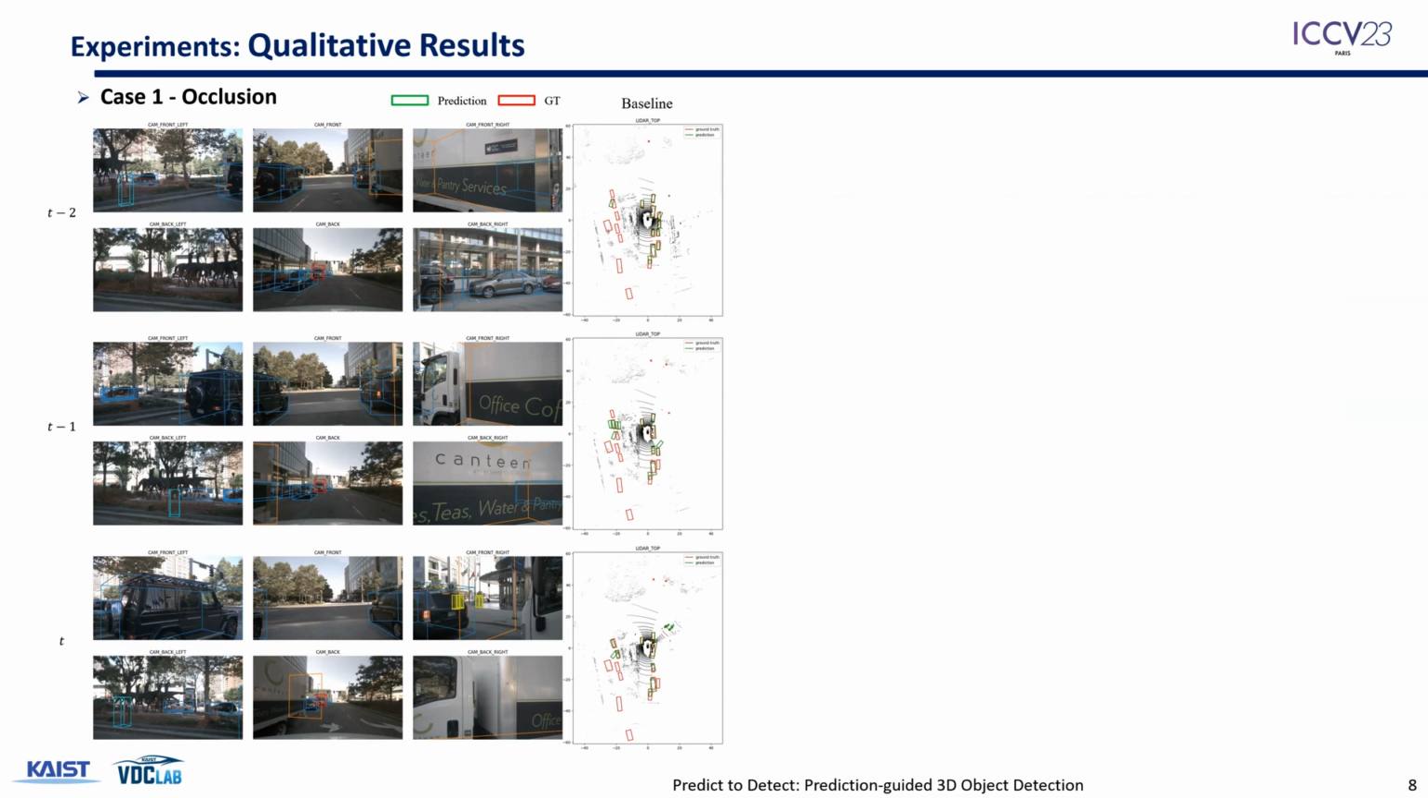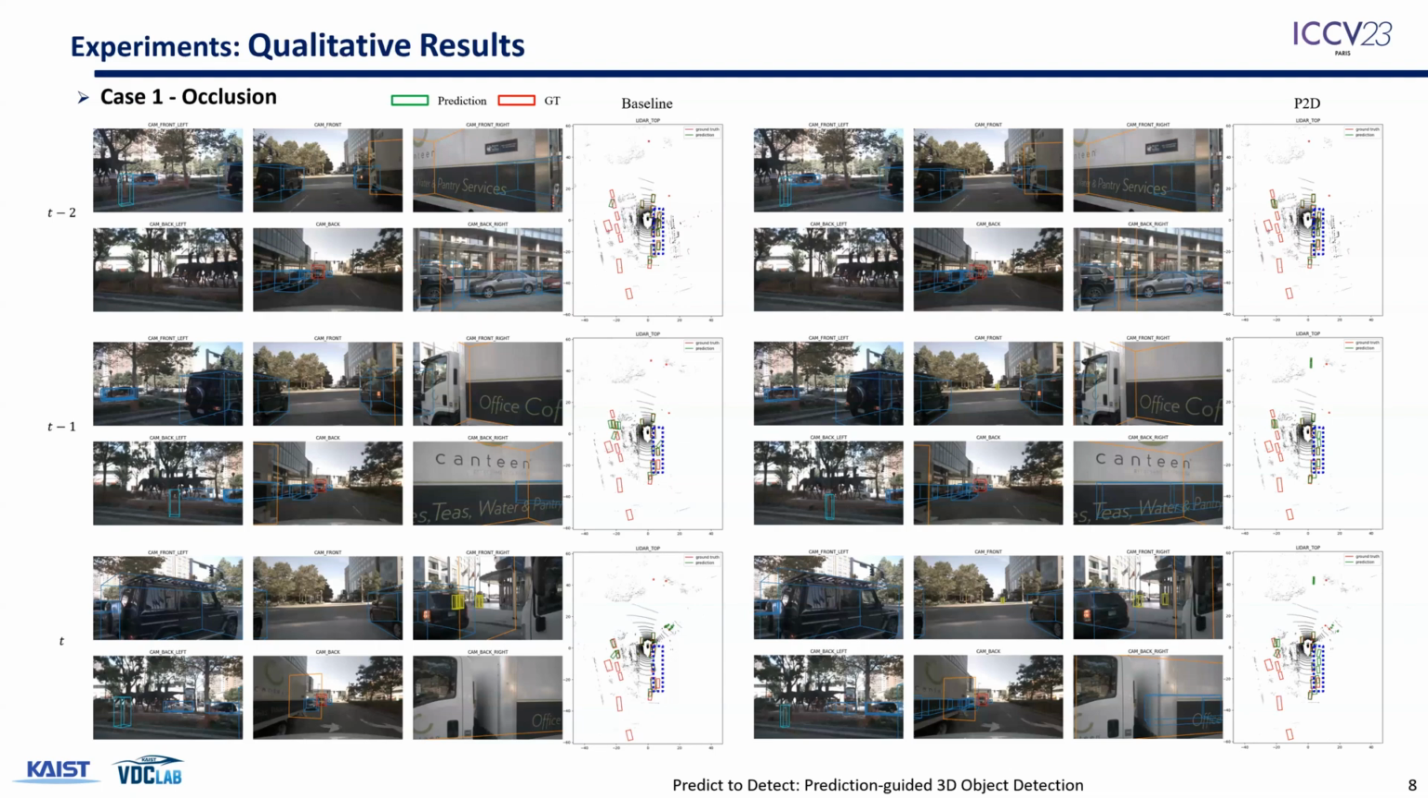In this scenario, vehicles on the right side are visible in the first frame at t-2, but they become occluded by a truck in the following frames. The baseline model starts to lose this occluded object from t-1 and fails to detect all of them at t. On the other hand, P2D successfully keeps track of all occluded objects and does not miss any of them throughout all timestamps.